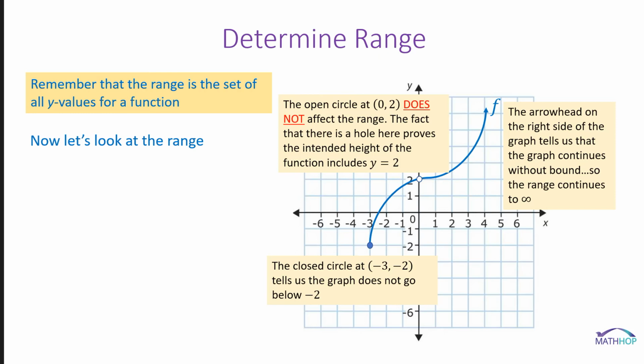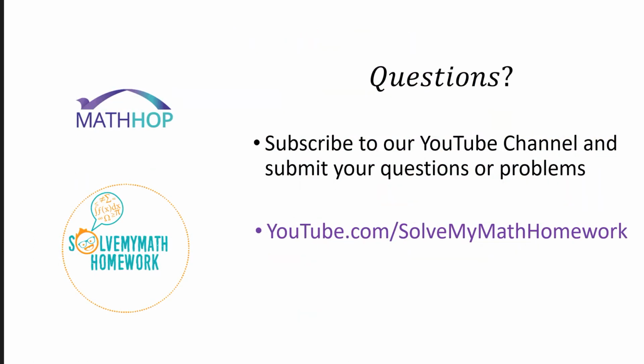Now, looking at the arrowhead on the right side of the graph, it tells us the graph continues without bound, so the range continues to infinity, giving me a range of -2 inclusive to infinity. And that right there, guys, is your review on domain and range.